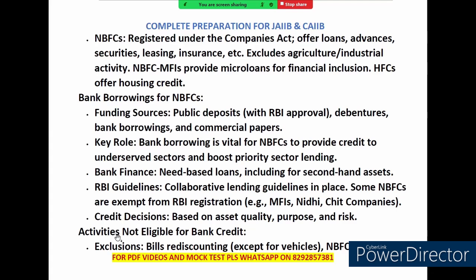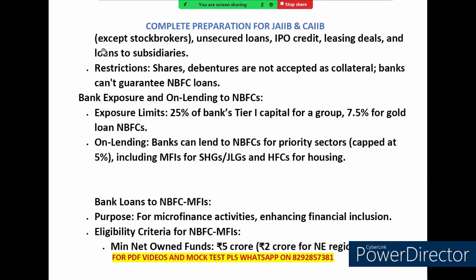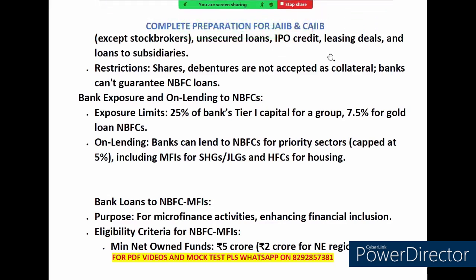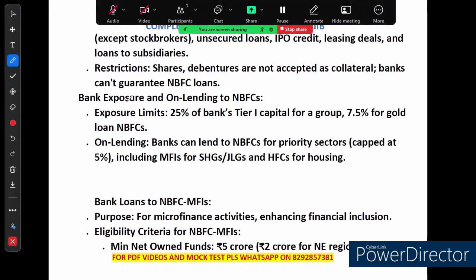Very important. There are certain things that banks cannot lend money for, like bill discounting except for vehicles, investment in NBFCs except stockbrokers, unsecured loans, IPO funding or loans for leasing deals. Also, shares and debentures are not accepted as collateral by the bank, and banks can't guarantee loans given by NBFCs. Now the next thing is bank exposure and on-lending to NBFCs.